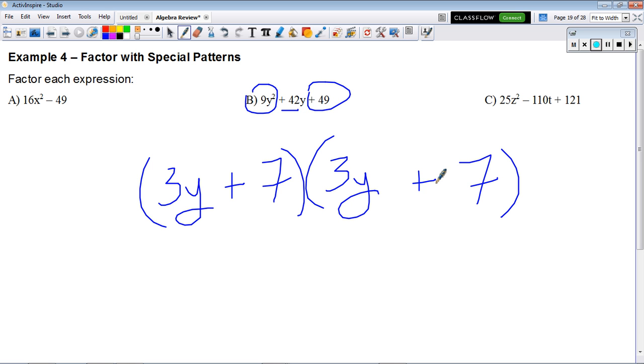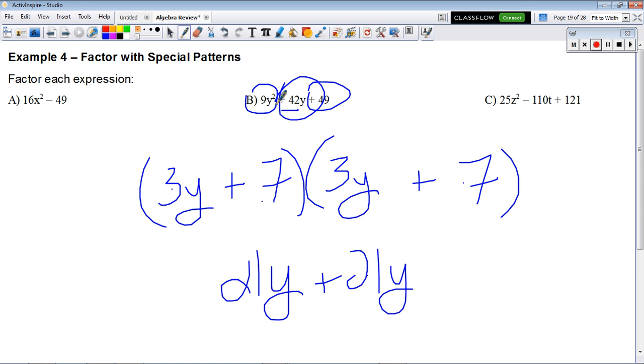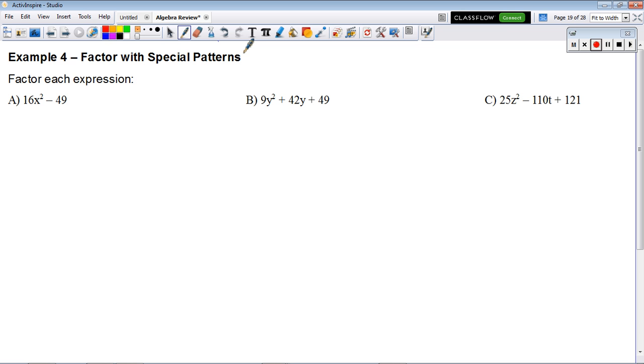So if I check this to see if it works, 3y times 7 is 21y. 7 times 3y is 21y. And when you put those together, that equals 42y. So that shows me right there that that works. And then for part C, same thing.